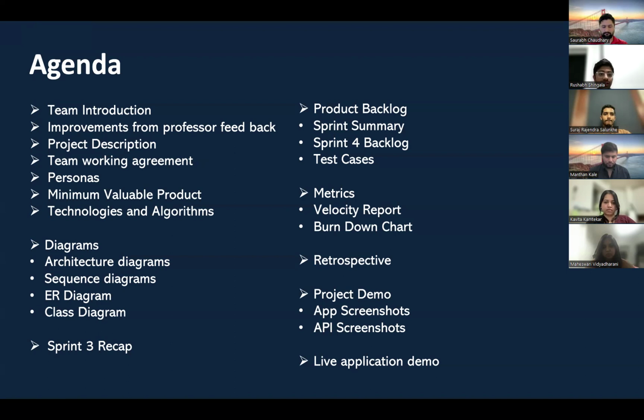After that, we have sprint 3 recap. We will have our product backlog, which will be covered, and inside that we have all the user stories. Then we have sprint 4 backlog, test cases, and in the metrics, we will show the burn down chart, velocity report, and then we have our retrospective, which is what went well, what could be improved. And lastly, we have the project demo, which will consist of screenshots and a live application demo.